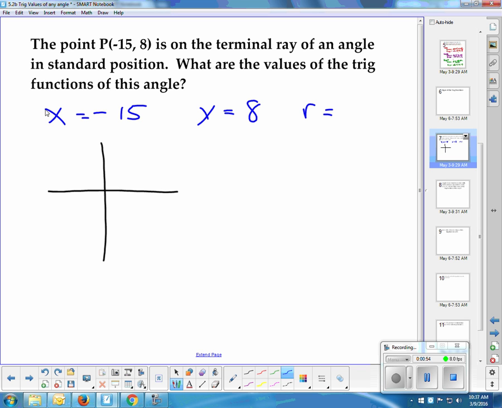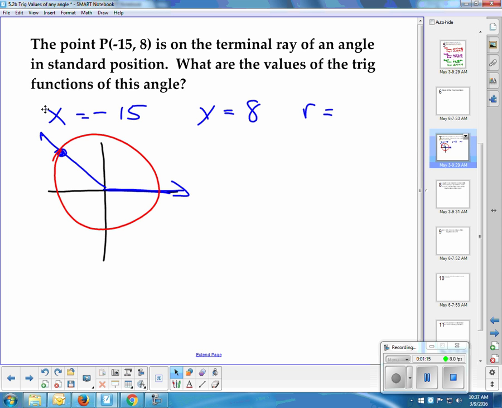So the point negative 15, 8 is going to be a second quadrant point. So we'll have an initial ray and a terminal ray going through that point. Now, I don't know what rotation, what theta this is. Maybe it's a positive angle, a negative angle. I don't really know. But I can draw a circle through that point P, centered at the origin, that would give me a radius through the terminal ray.